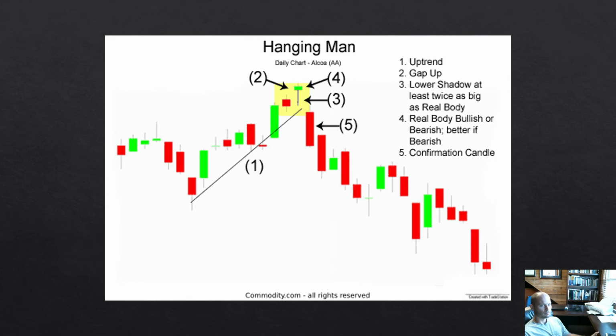And then next we have the hanging man. Well, no, that's what we just talked about. So this is the hanging man that we just talked about. There you can see that you have your uptrend. There's your trend line, and boom, there's your hanging man right at the top. And what happens on the next day? You have your bearish candle.